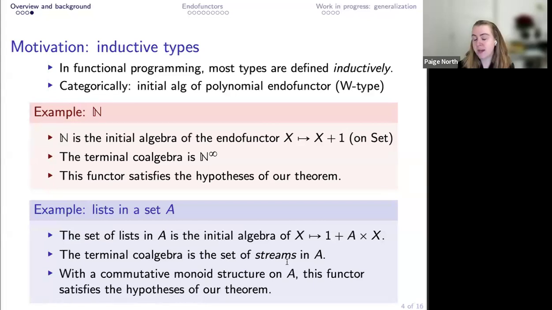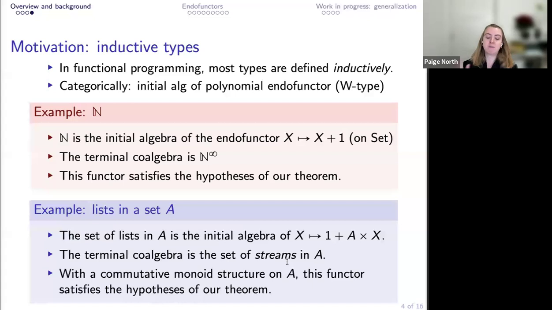So when we do functional programming or type theory, most of the types that we're working with, some important exceptions, are defined inductively. And in terms of category theory, that means that we're looking at a polynomial endofunctor and the initial algebra of that, which we think of as the meaning or the categorical semantics of the inductive data type, and often the vocabulary W type is used in that context.